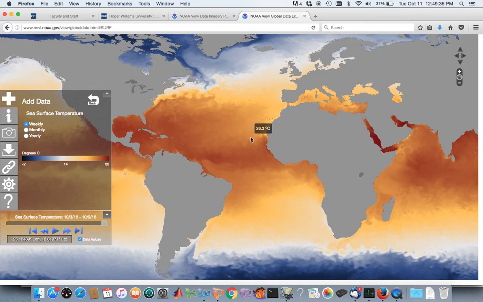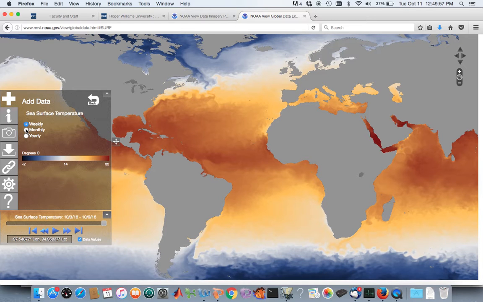You can see this is the sea surface temperature for this past week, and you can see it varies with latitude. Why? Well, because there's more energy per unit area being absorbed at low latitudes than high latitudes, so we have a warmer sea surface temperature at lower latitudes than higher latitudes.